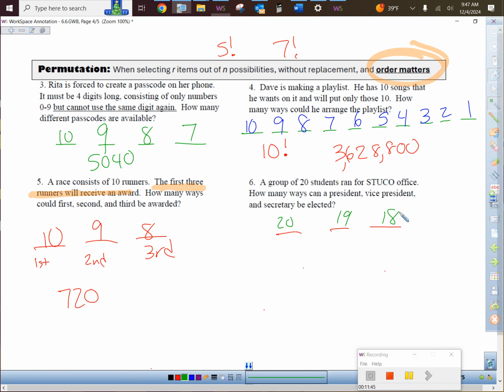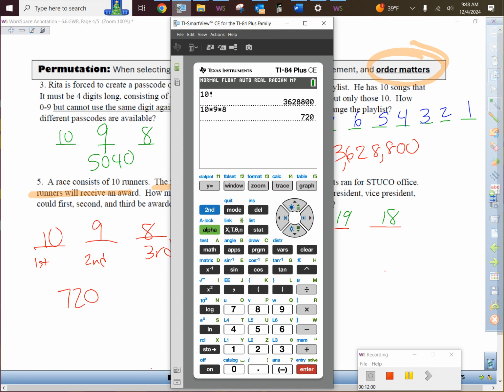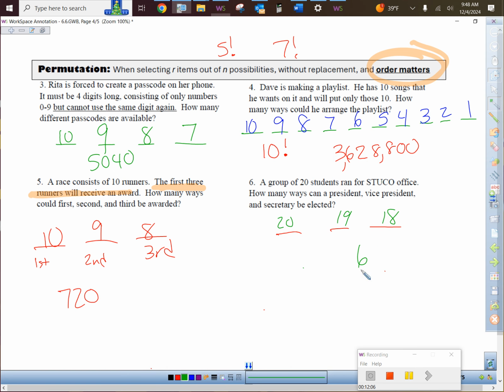How do you feel about those 3 numbers right there? You know why it kept decreasing? Because repeats were not allowed. Like you could not be president and vice president at the same time. They won't allow you to repeat yourself. So we multiplied those together. 20 times 19 times 18, baby. 6840, is that what you got?